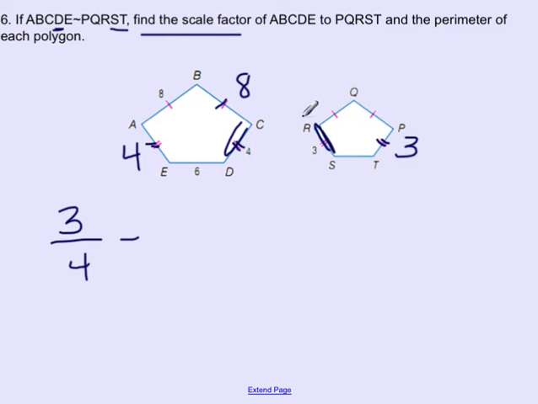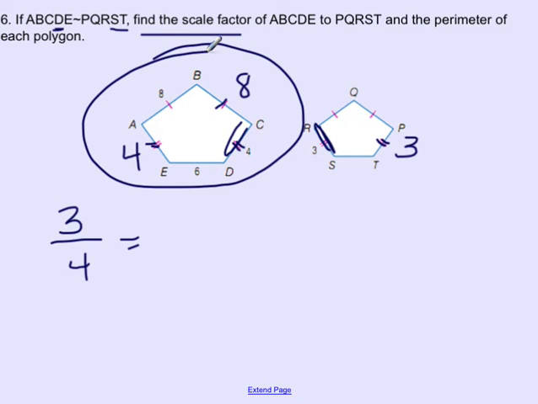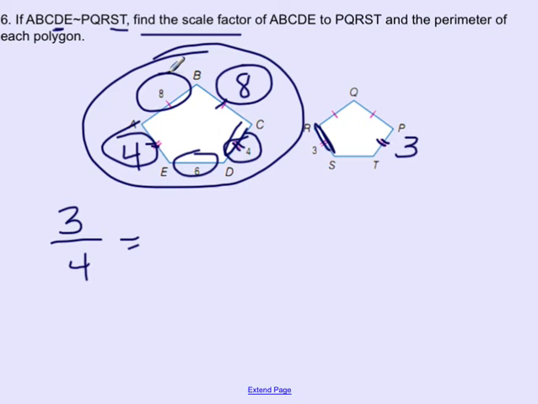Thankfully for this guy right here, I was able to find all of the sides. So I can take 8 plus 4 plus 6 plus 8 plus 4, and when I add all of those together, I end up getting 30. Now notice I put that on the bottom because I chose to put this 4 on the bottom. I also have to put 30 on the bottom because we're dealing with the same polygon. Same polygons have to go on the same part of the fraction.